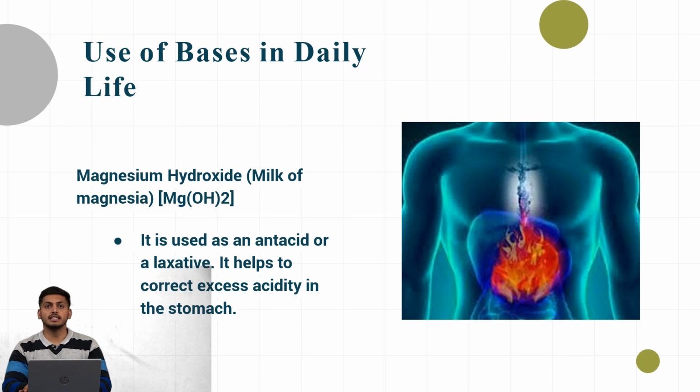Usage of base in daily life. Magnesium hydroxide, also known as milk of magnesia, is used as an antacid or laxative. It helps to correct excess acid present in our stomach.